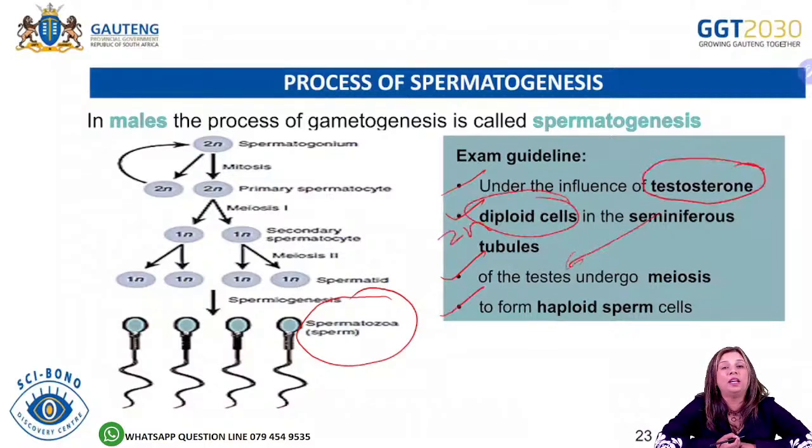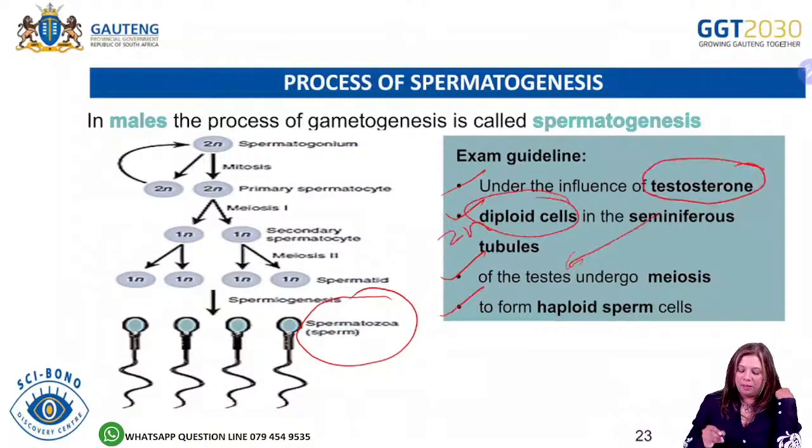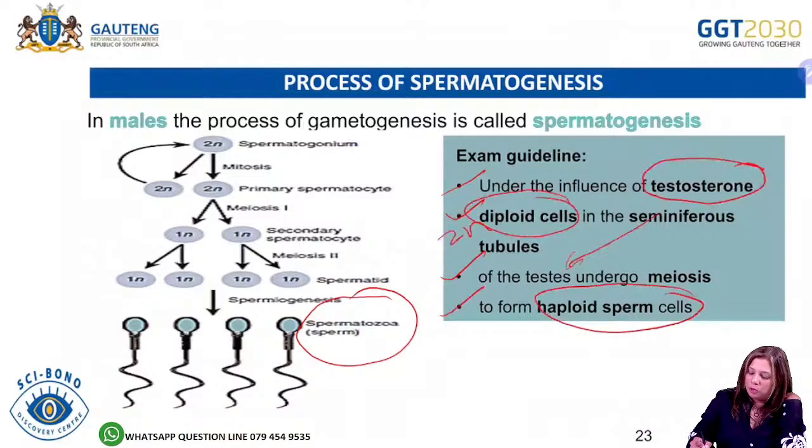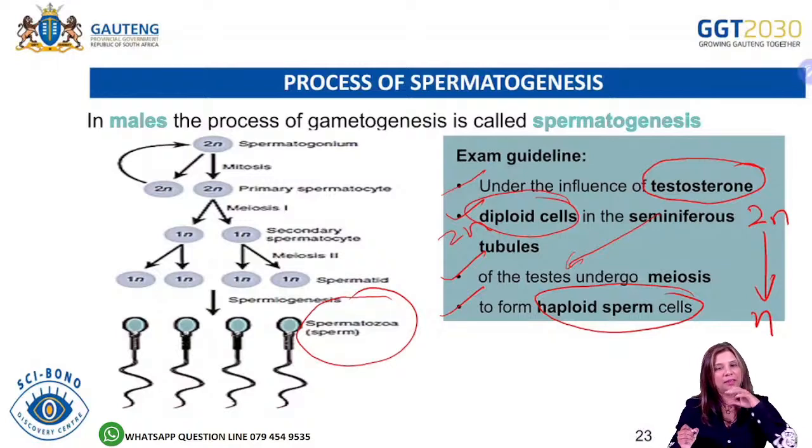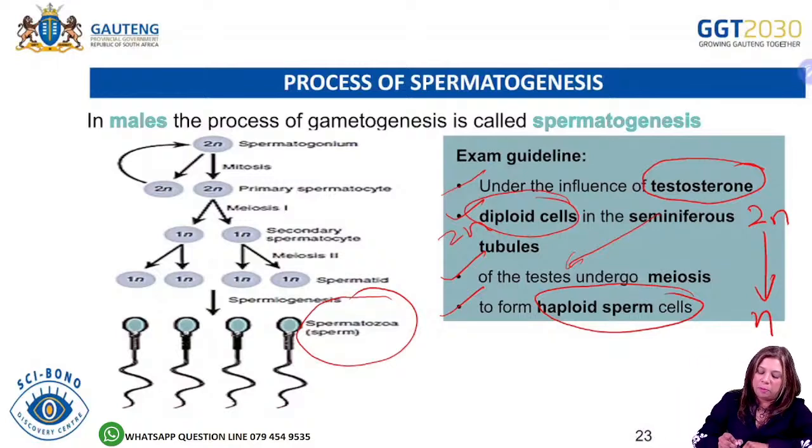They undergo meiosis. So the minute we hear meiosis, oh, we know we're getting ready for sexual reproduction here. Okay, so that diploid, we already know it needs to become haploid. Okay, the final part, to form haploid sperm cells. So from 2N up here, it needs to become N, which is haploid. So let's go to our diagram.